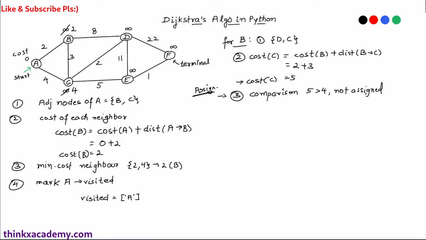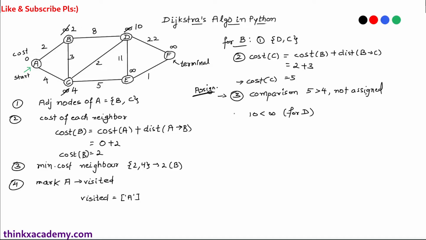You can see the cost of D will be 2 plus 8, which is 10. 10 is less than infinite, and this is for the node D. So since 10 is less than infinite, we are going to assign the cost 10 here, because that's the comparison criteria which we will write in the algorithm.